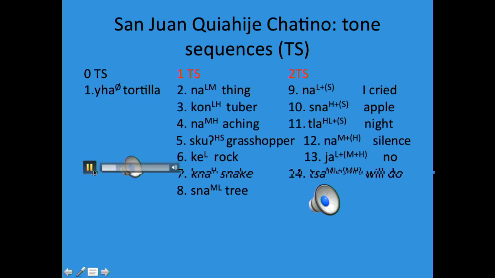Na com na sku ke na na. That is with one sequence, and now with the two. Actually, the one with the zero is ha. Na na la na ha ta.